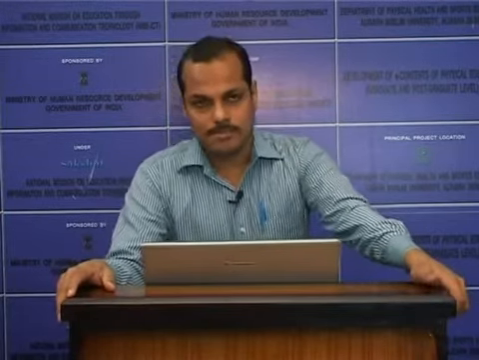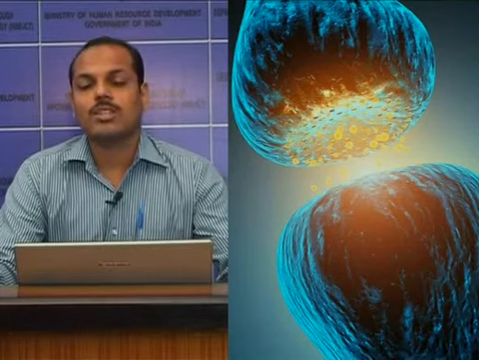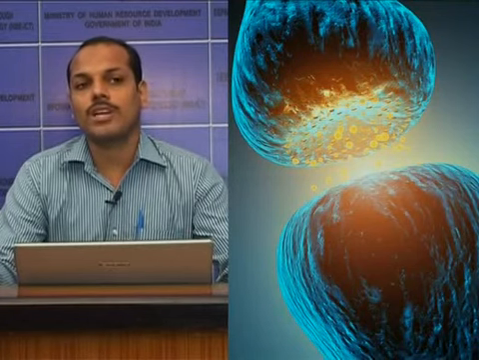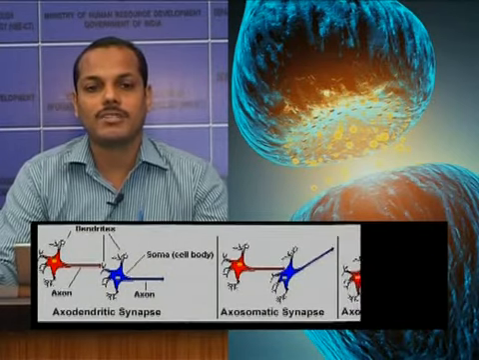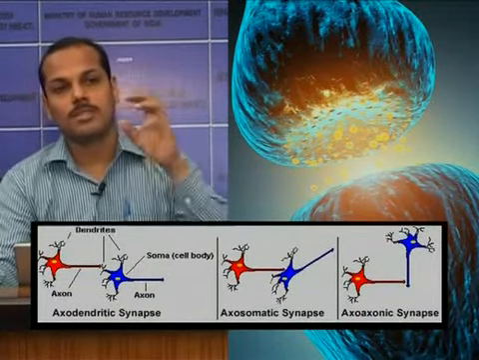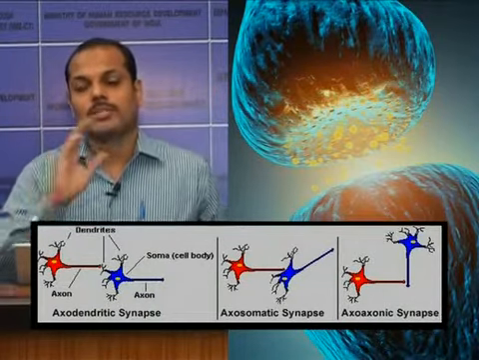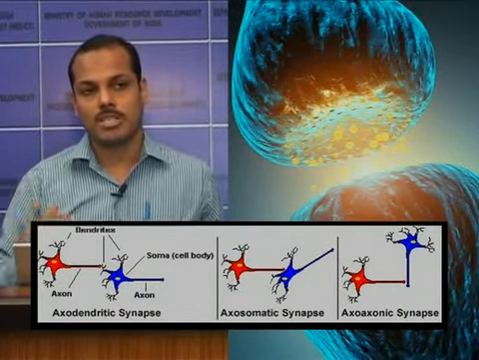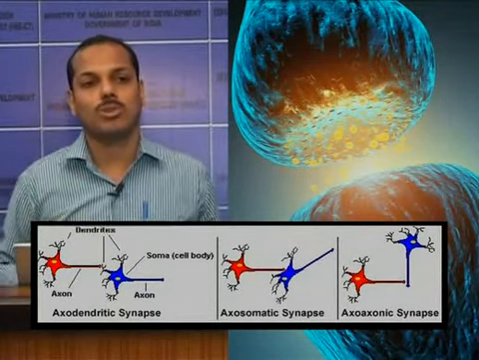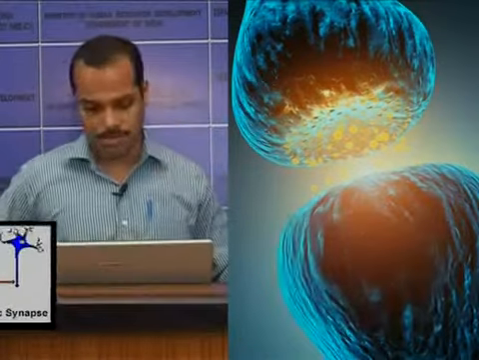Now, the synapses. A synapse is a junction between two neurons where the information from one neuron is transmitted or relayed to the other. There are three types of synapses seen in the body: axodendritic, axosomatic and axoaxonic. So the junction may be between an axon and a dendrite, an axon and a cell body, or an axon and an axon. So the information collected by one neuron will be passed to the other neuron. This is called a synapse.